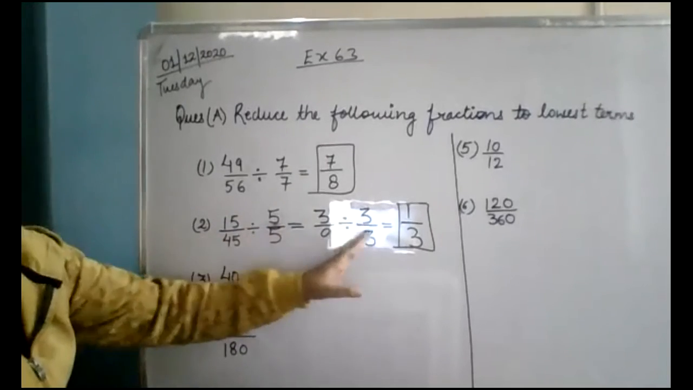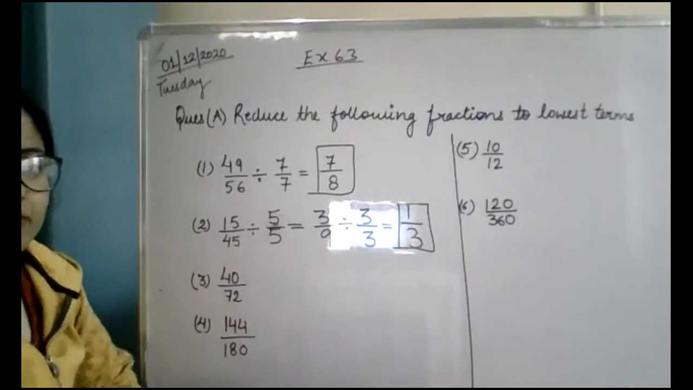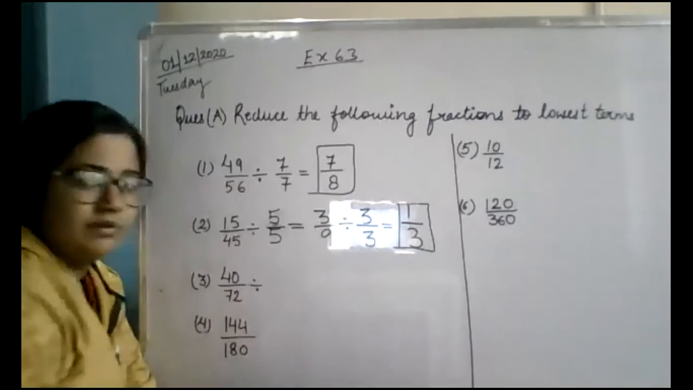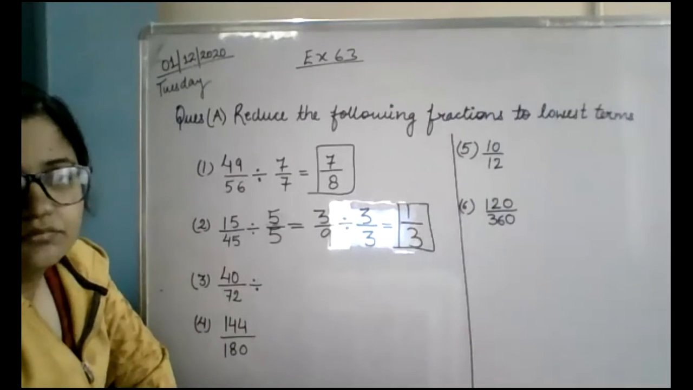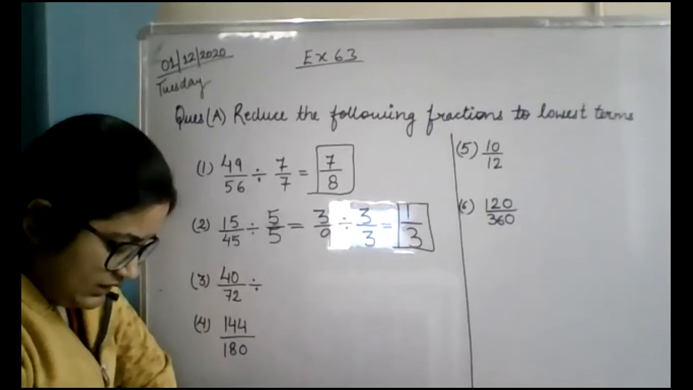Okay, here answers may vary. Here answers may change, but here this answer will be the same. Okay, now 40 and 72. In which table are both of them coming? Tell me quickly. 40 and 72. Tell.